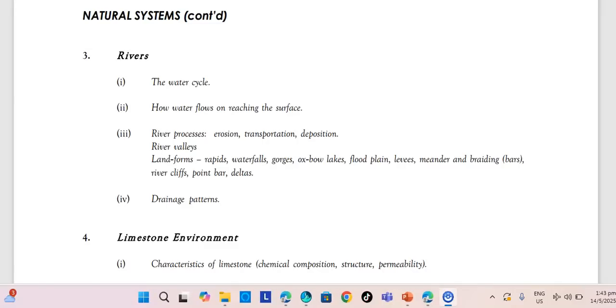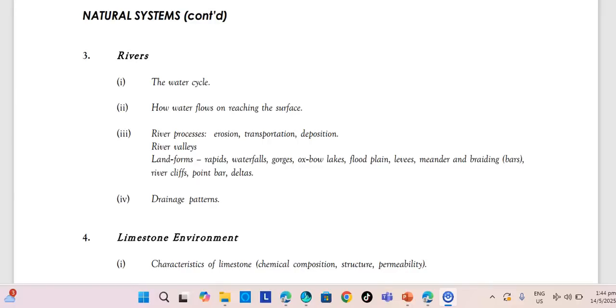So the water cycle is the way water moves around the earth from the air to the ground and back to the air. I'm trying to keep it as simple as possible. Now, what are the steps in the water cycle? We have evaporation, where the sun heats up water in rivers, lakes, and oceans and turns it into water vapor, or what we call gas.